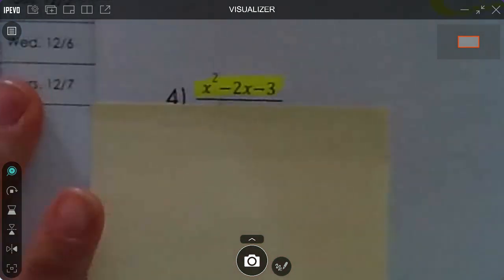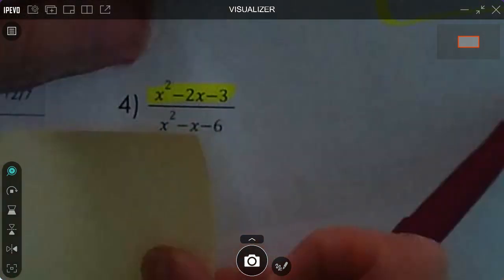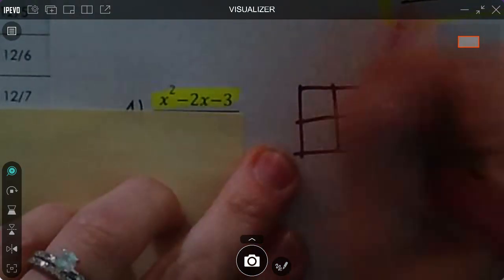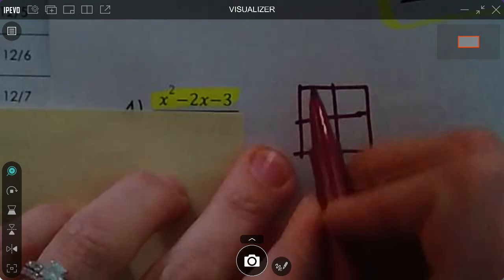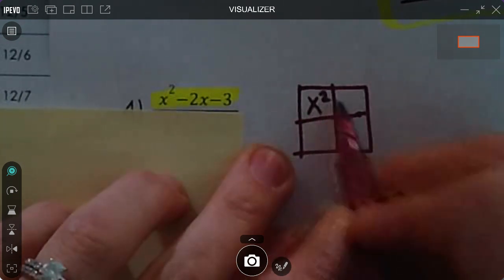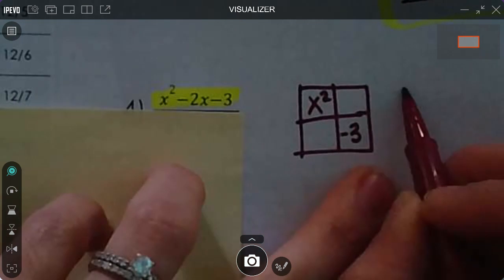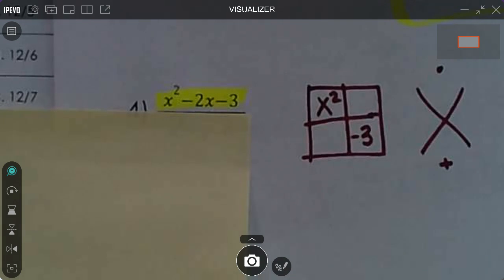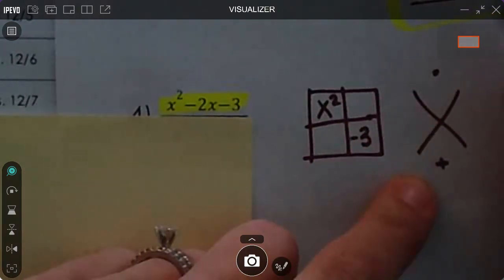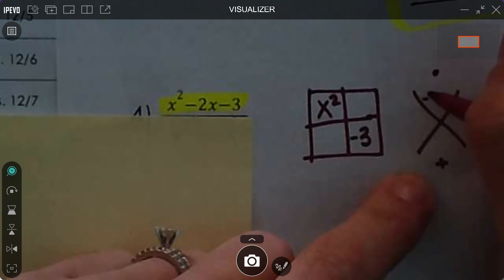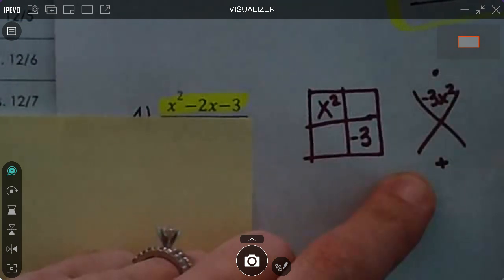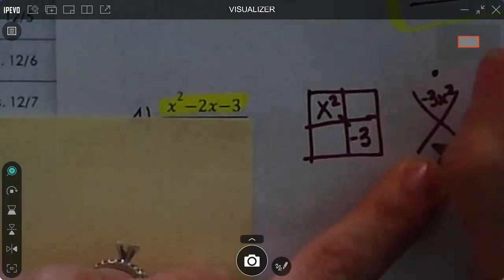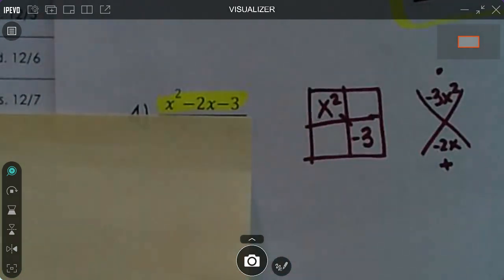How many terms are there? 3. So when I look at my flow chart, what does that take me to? What do I need to make? Box. Okay. I'm going to get you started and then you're going to finish. What goes in the first part? What goes in the last part? All right. What do they have to multiply to? Negative 2x. Ooh, be careful. Negative 3x squared, right? Remember, it's these right here. And what do they have to add to? That comes from over here. Negative 2x.